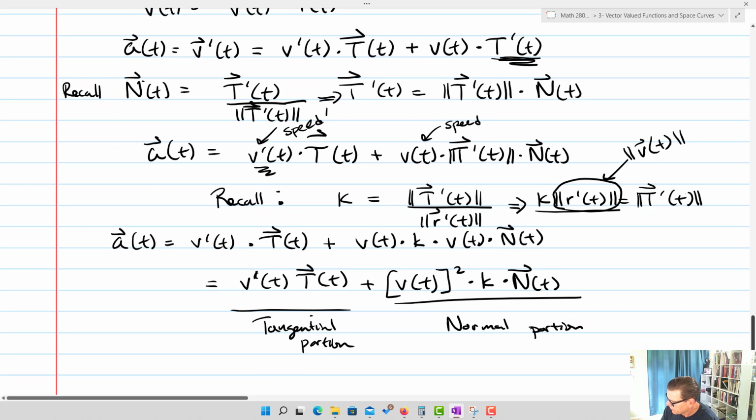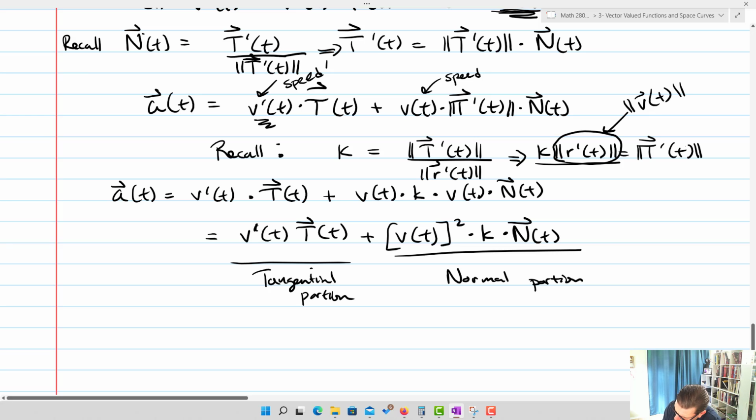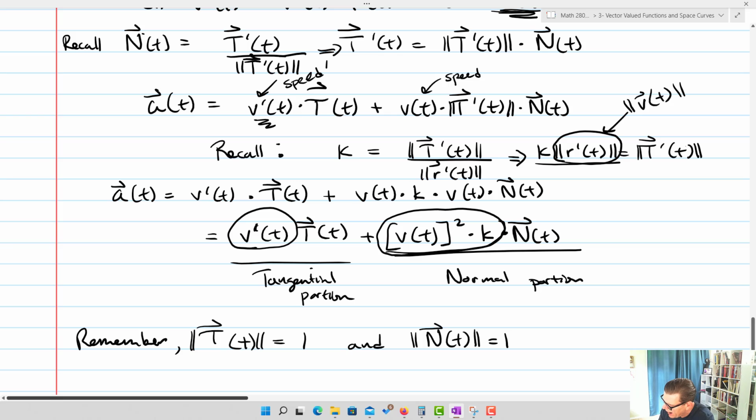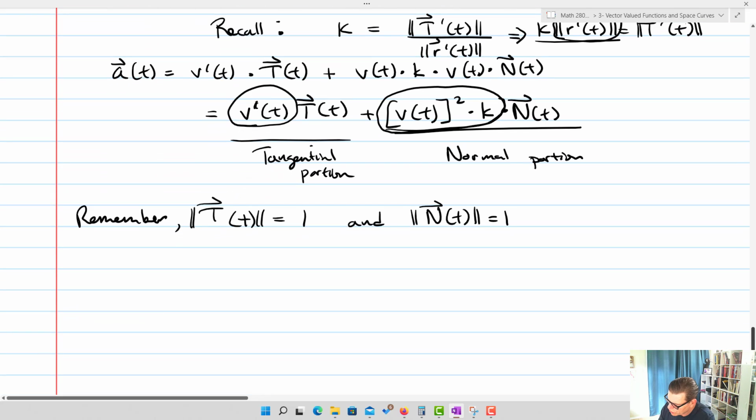Now, let's remember a couple of things. Remember that the magnitude of T of t equals 1, and the magnitude of N of t also equals 1. So both of those end up equaling 1. That means that in the direction of the tangent, the magnitude of the vector is going to be v prime of t, and in the direction of the normal, this is the magnitude in the direction of the normal. So if you imagine, we'll go back and draw the picture again.